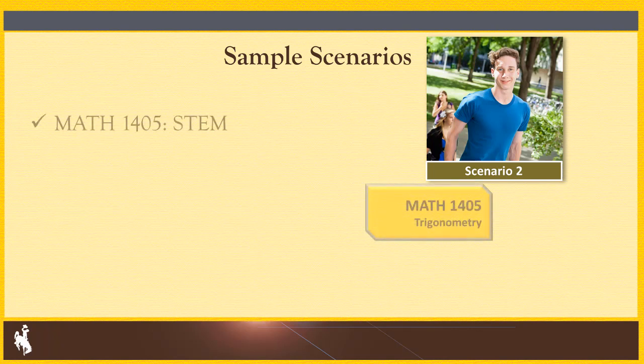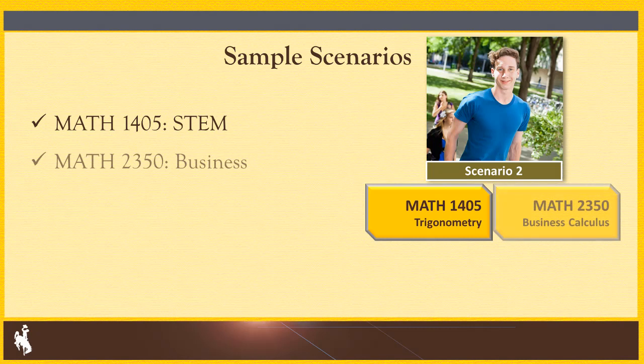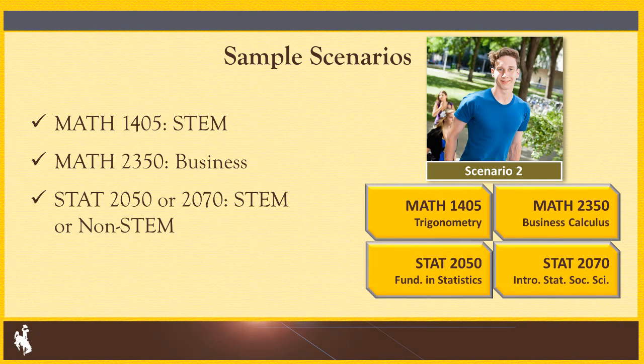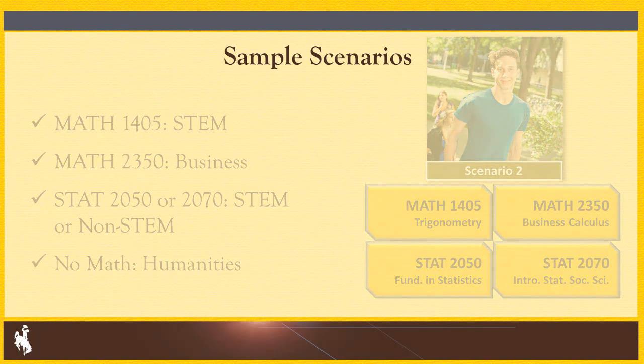They can enroll in Math 1405 if they are interested in STEM majors. They can enroll in Math 2350 if they are interested in business. They can enroll in Statistics 2050 or 2070 if they are interested in a major in either STEM or non-STEM. Or, if they are interested in a humanities field, they might be done with math and could choose to wait to enroll in a math class.